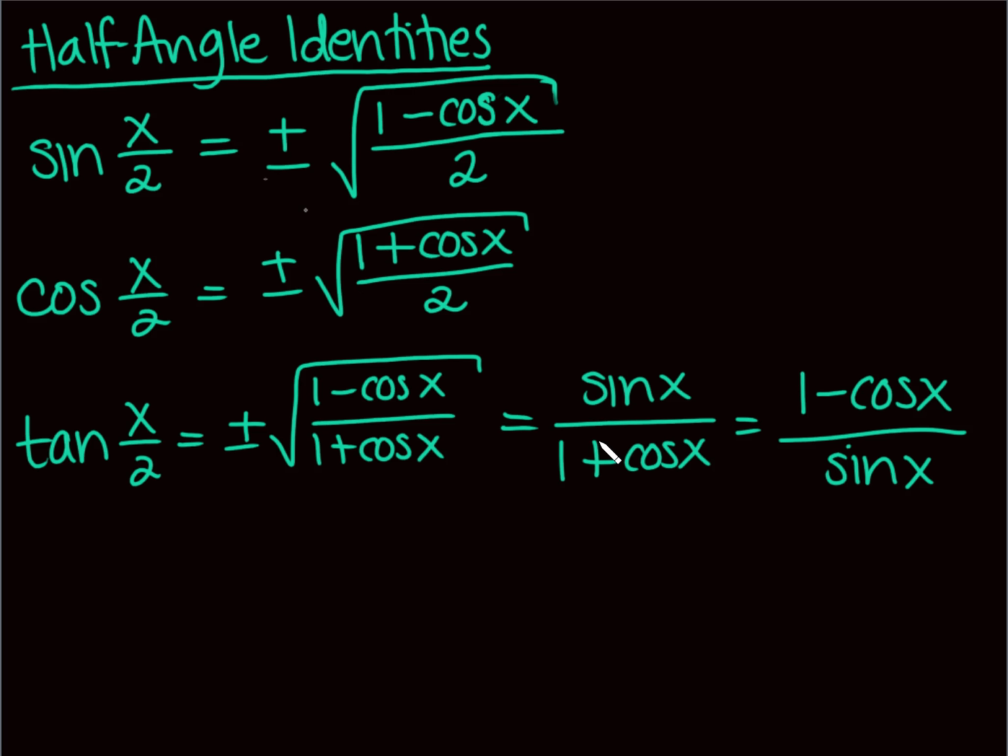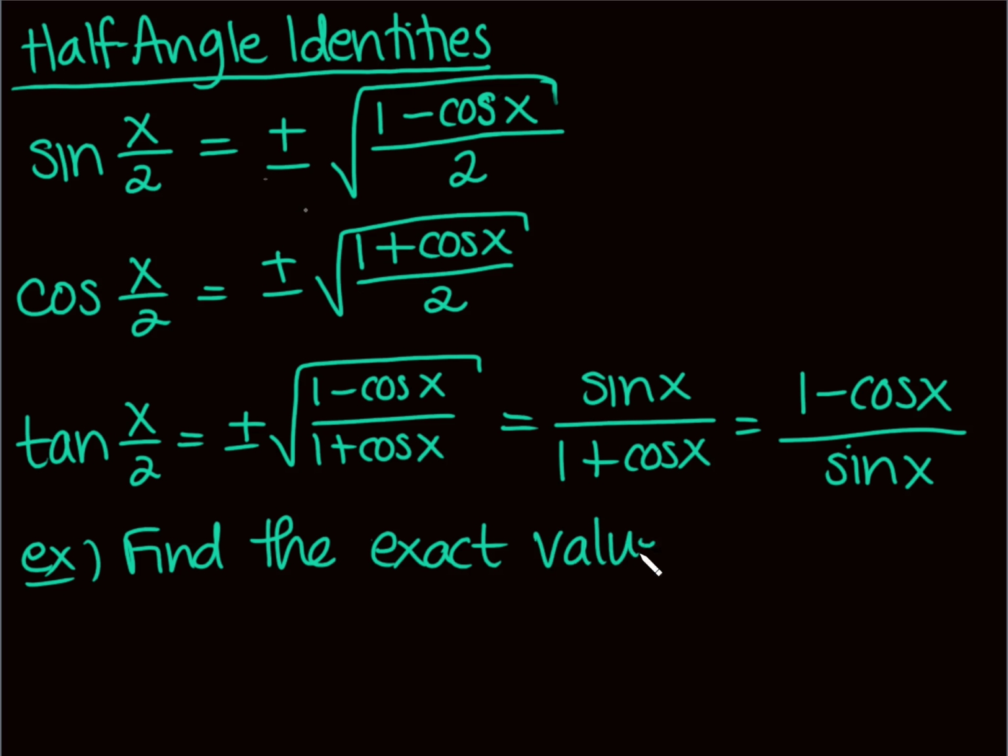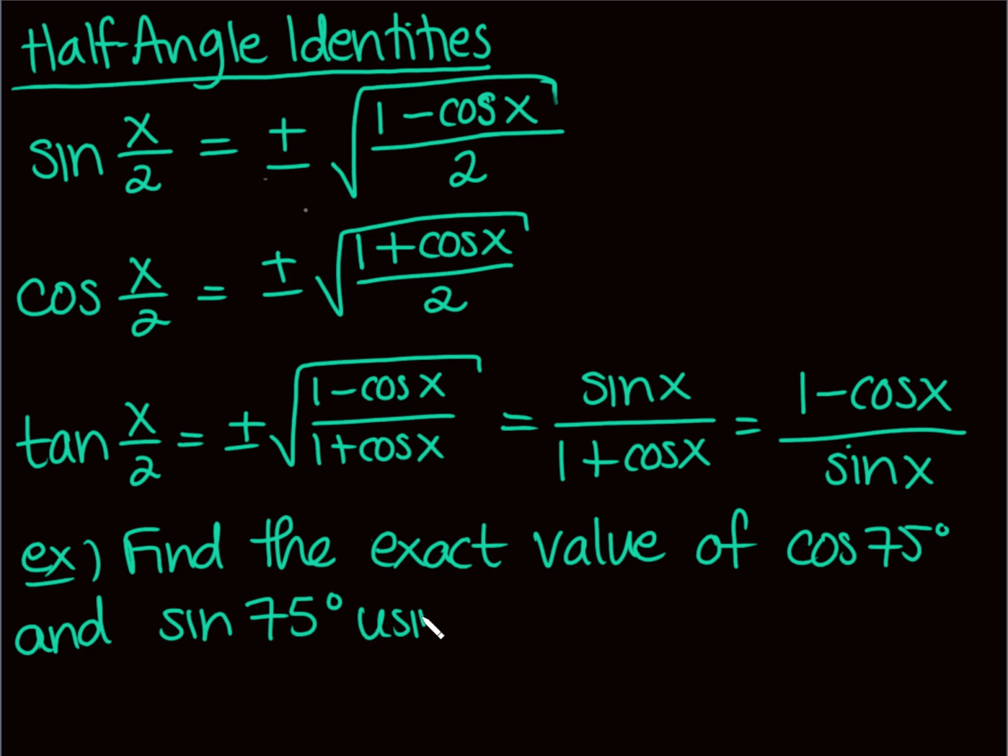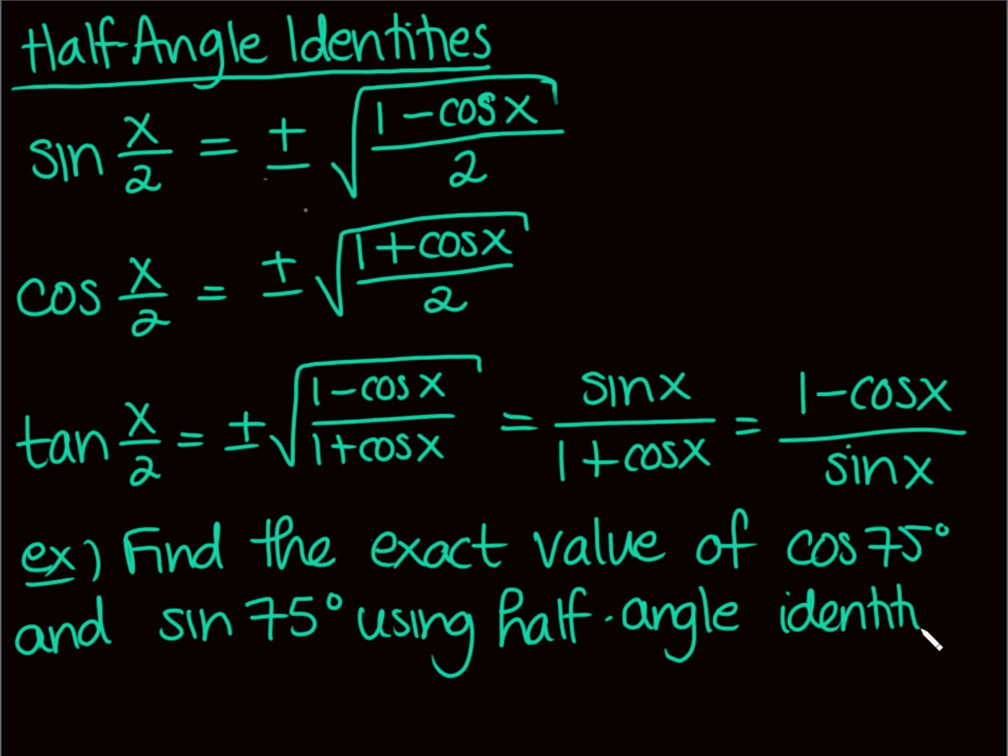All right, so let me show you a quick example. So let's find maybe 2 examples. The exact value of, whoops, not 75 degrees, of cosine of 75 and sine of 75. Okay, so I'm going to say using the half angle. Half angle identities. Okay, so we know what these are, right?